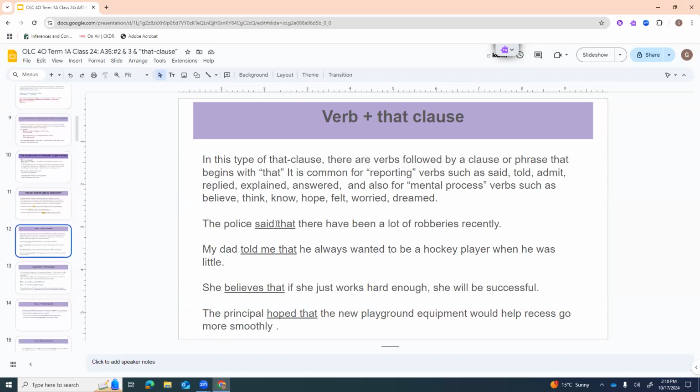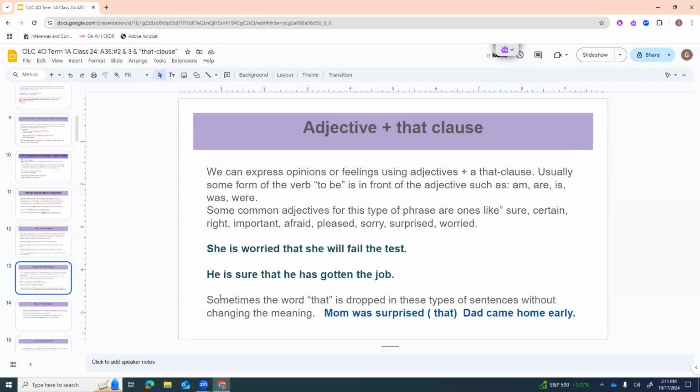So I couldn't say the police said, period, and then start a new sentence with that there have been a lot of robberies lately. In this case, that doesn't work because it's acting as a linking word and it needs to link the two sides of the sentence together.